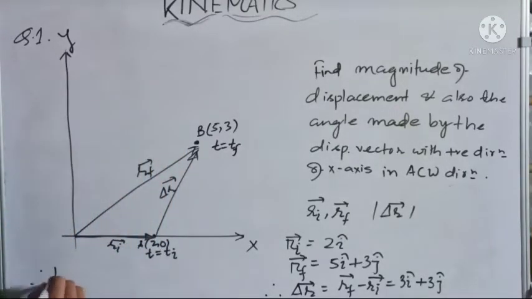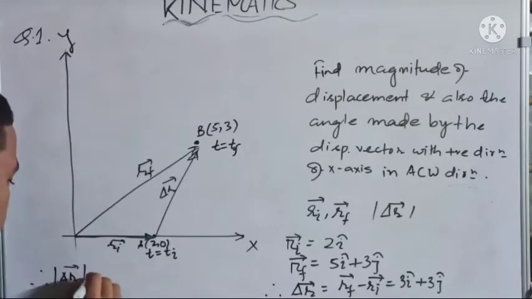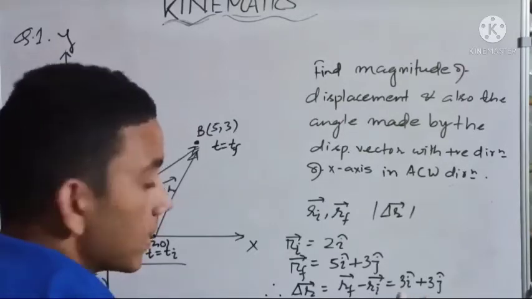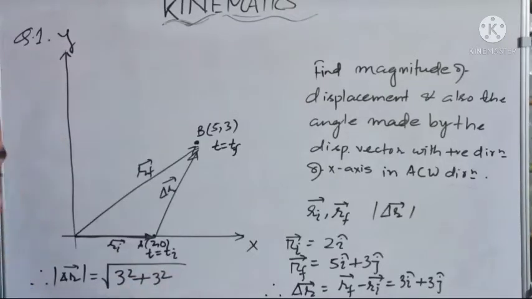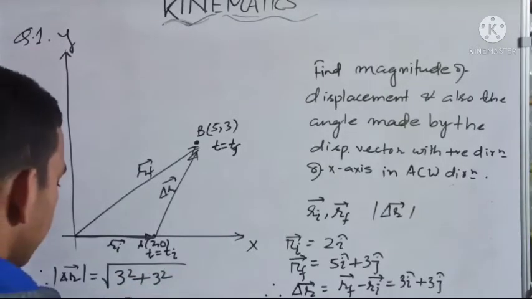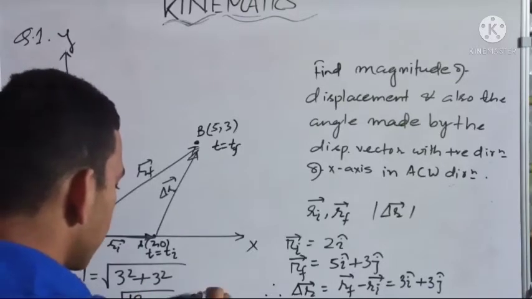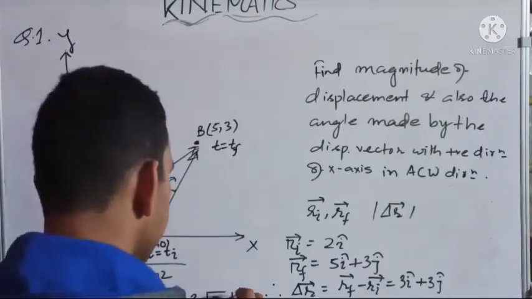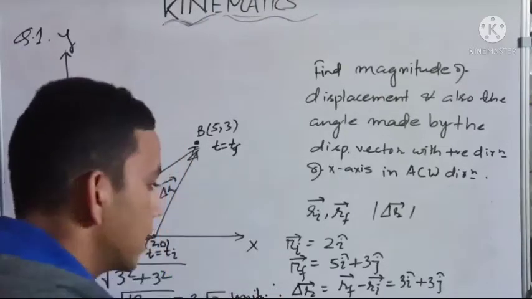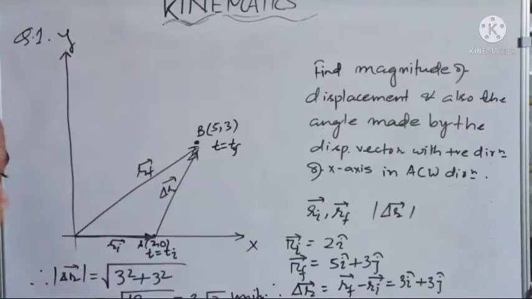Now we have to find magnitude of delta R vector. Therefore, magnitude of delta R vector will be simply square root of 3 square plus 3 square. We have already learned these simple formulas. Square root of 9 plus 9, it is 18, or 3 root 2. This will be the answer. Units, we can write here units, since the unit is not mentioned.